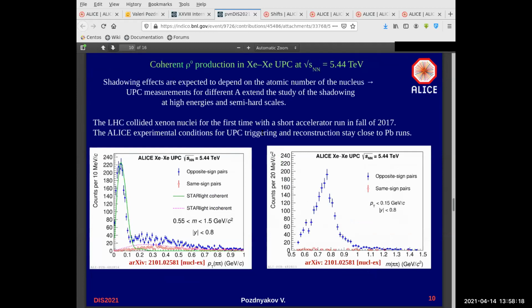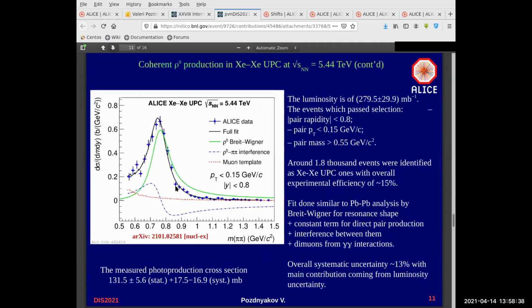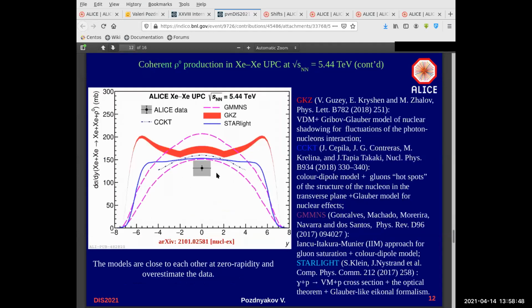So now we made the same study for xenon. Actually, the LHC collided xenon ions for the first time, and we used the same strategy, the same technology for the data analysis, and we see the rho-zero peak. We again fit with the same composition, and we measured coherent rho-zero production in xenon-xenon ultra-peripheral collisions. Now we have a point below all calculations, but again the uncertainty, unfortunately, is quite large.